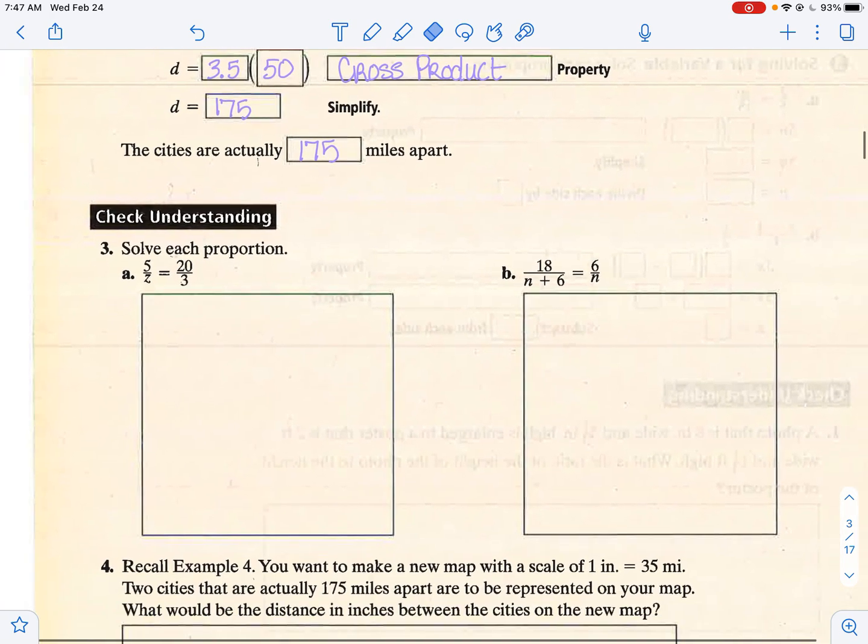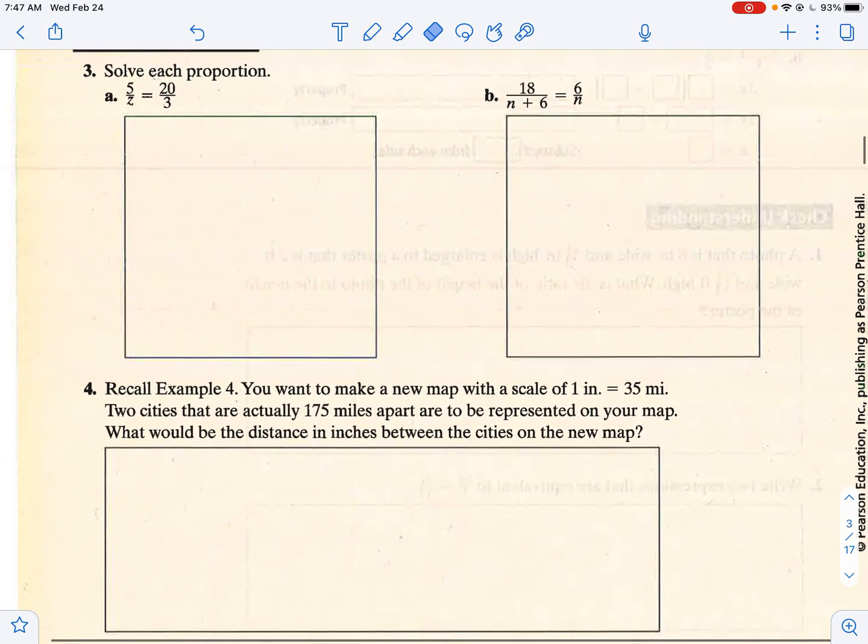Okay, some more check for understanding problems here. 3 is solving proportions, so this is going to be just like example 3 from earlier. We used a cross product property to solve those. And number 4 is going to be very similar to example 4. So go ahead, try those out. If you have any questions, let me know. And you should have everything you need to go ahead and get started.